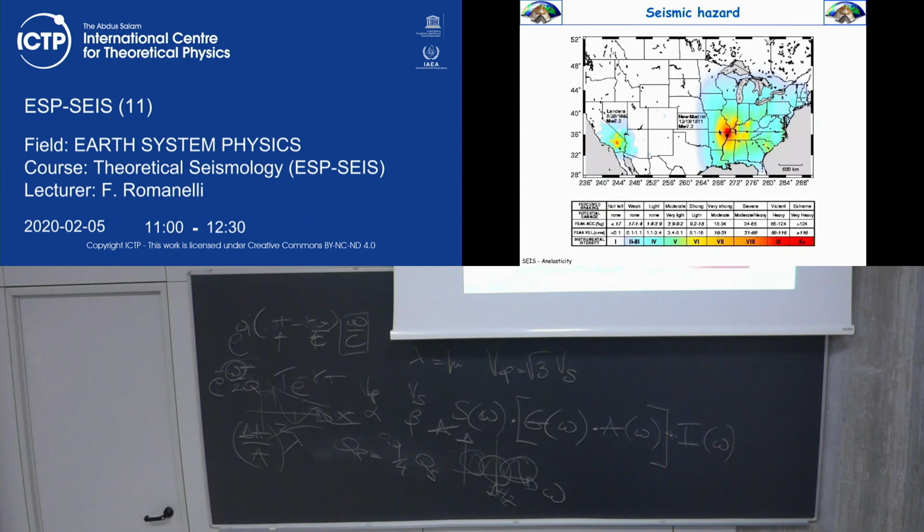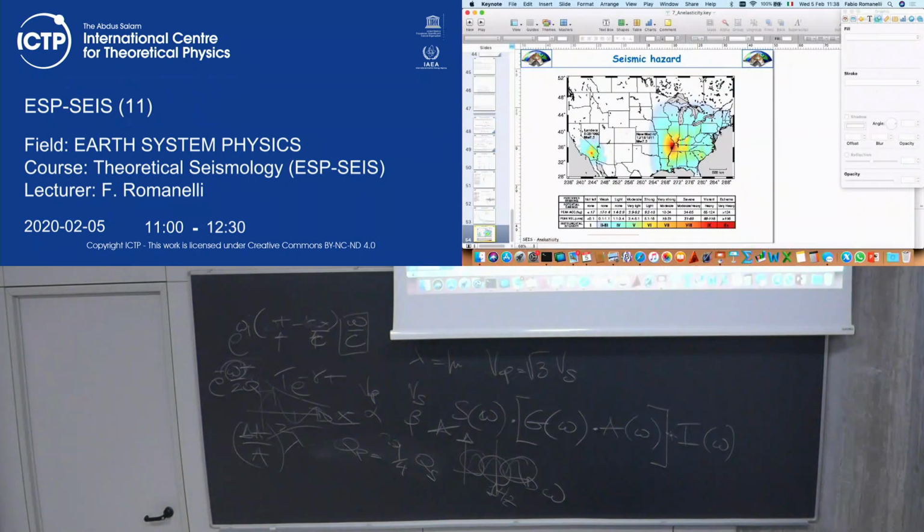So the occurrence rate is very different, and that's an issue. That's an issue that should be treated by seismic hazard studies. And that's the next chapter. So the connection between Q and seismic hazard, if you want, is this plot here. It's okay up to now?